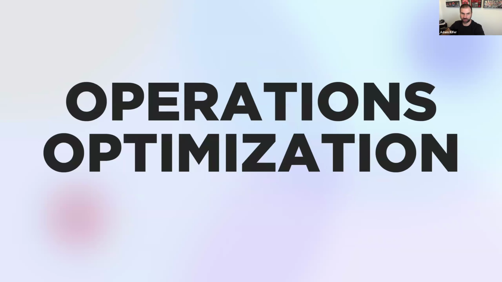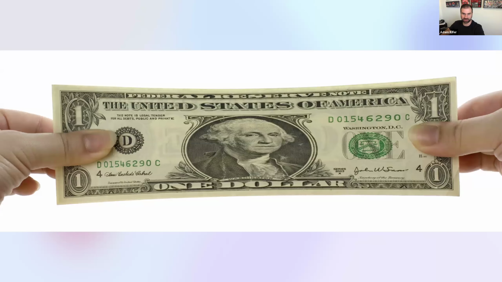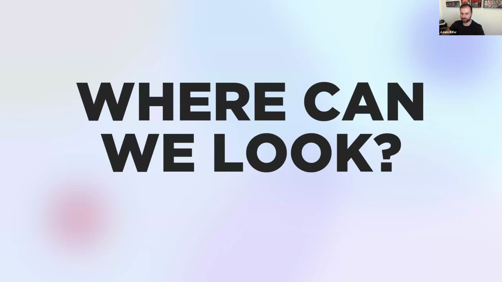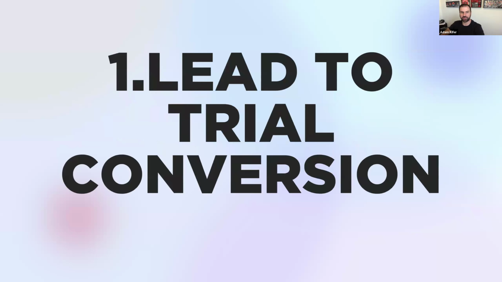Okay, we also talked about operations optimization, and how this can instantly increase our average revenue per member by just training our team better, making sure we have better systems in place, and that we're being as efficient as possible in these systems. Essentially, this is how we stretch a dollar without having to spend a dollar to increase revenue. So let's talk about where we can look.